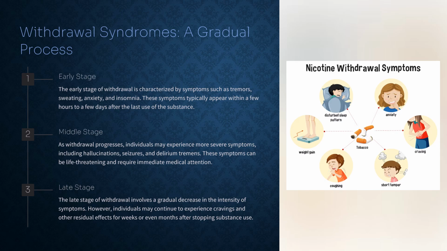Okay, what happens in the middle stage? As withdrawal progresses, individuals experience more severe symptoms. Severe symptoms include hallucinations, seizures, and delirium tremens, which is specific to alcohol. These symptoms can be life-threatening and require immediate medical attention. So you are calling the psychiatrist, but if you can immediately do something, give a sedative or give some treatment, that is also better.